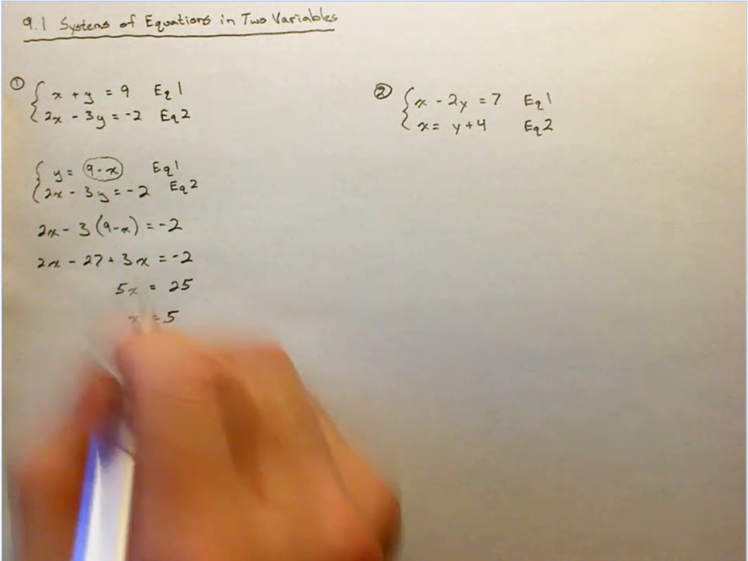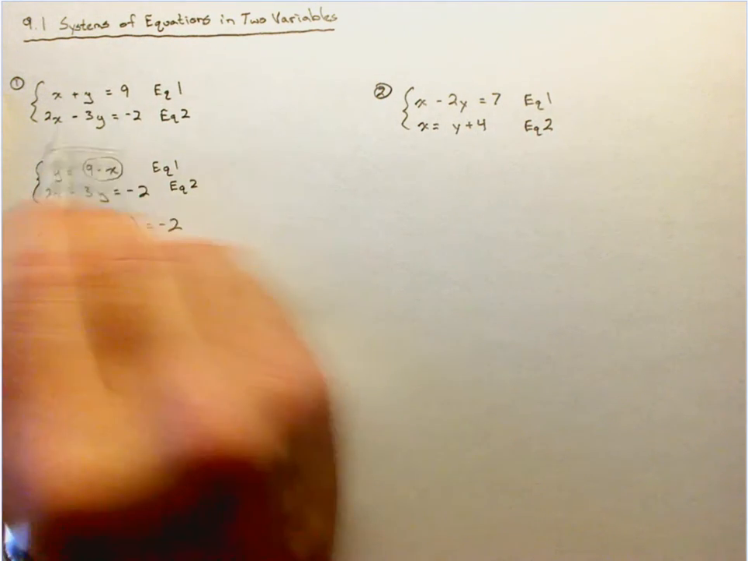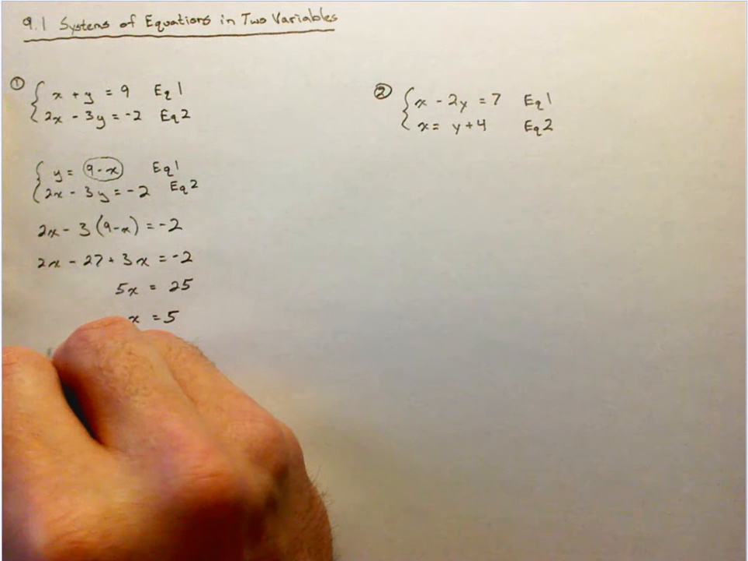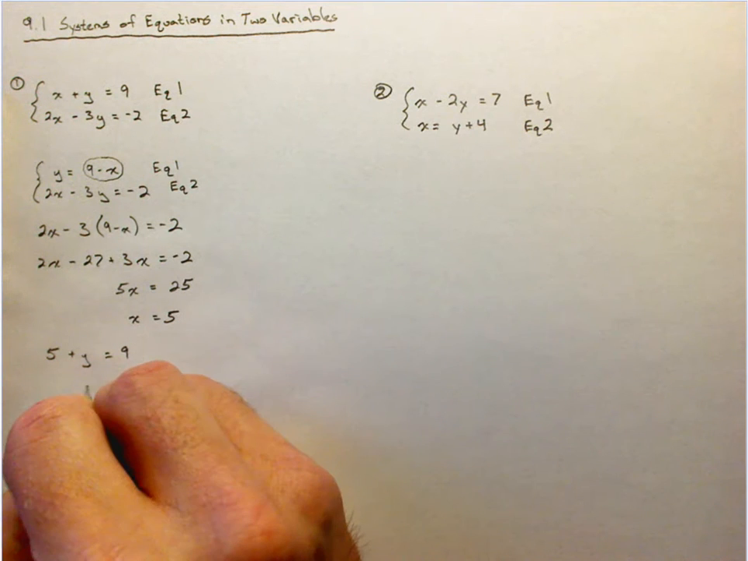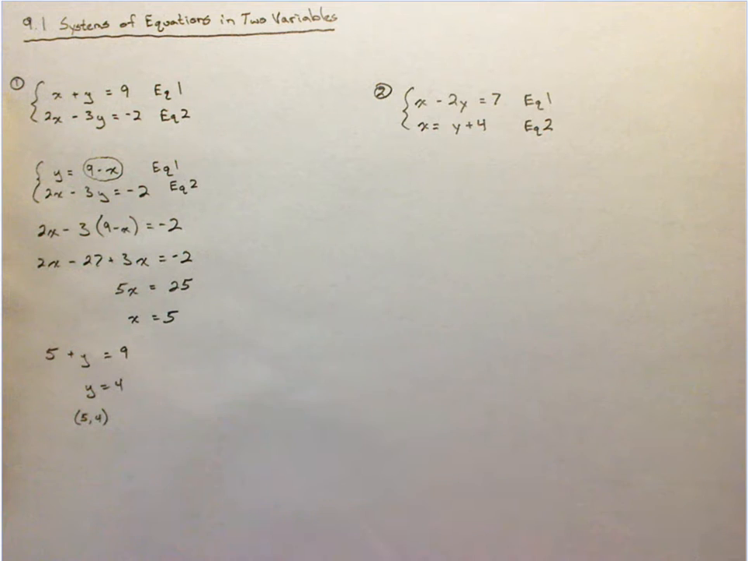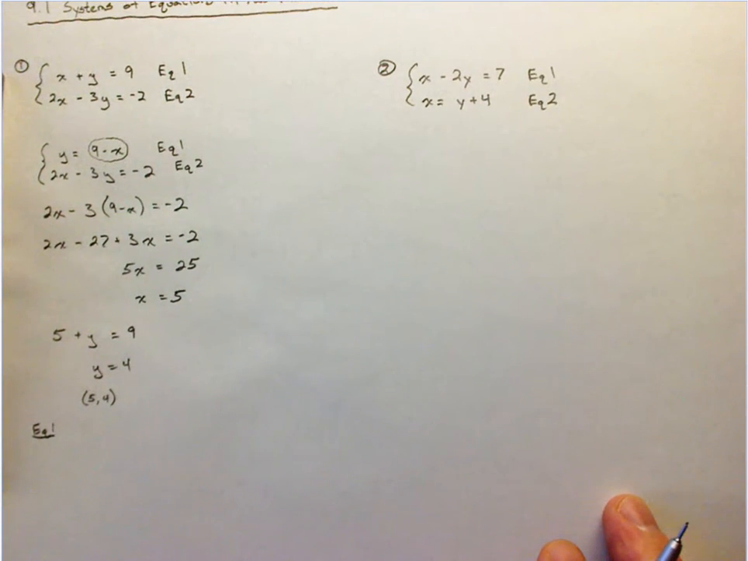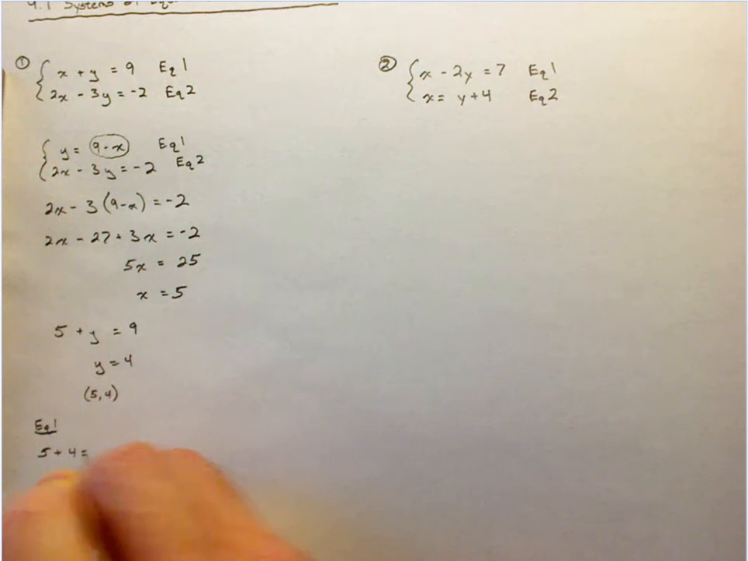Now I take my value of x and plug it into either equation. I'm going to plug it into equation 1 because the math is simpler. So I'm going to say 5 plus y equals 9. Y equals 4. And the one thing I should always do is verify. So for equation 1, I'm going to plug in my x and y values. 5 plus 4 equals 9. That is a true statement.